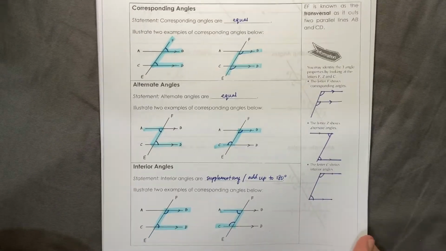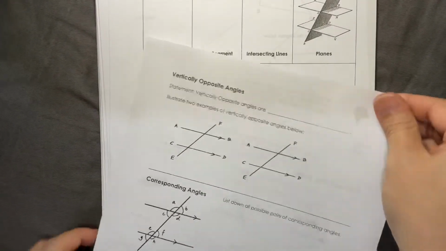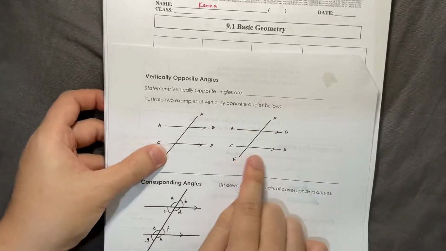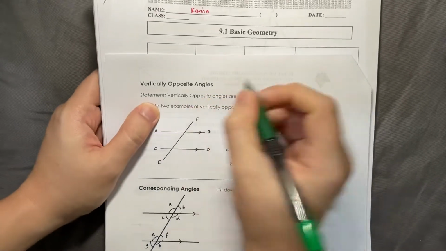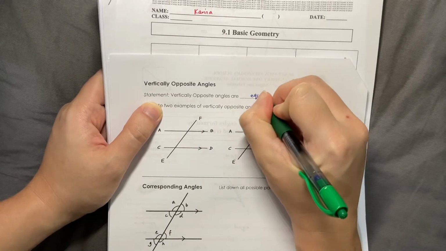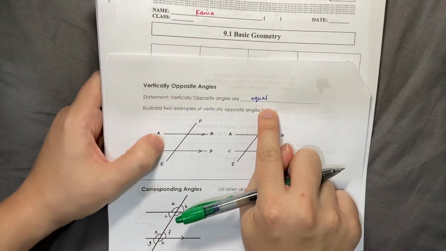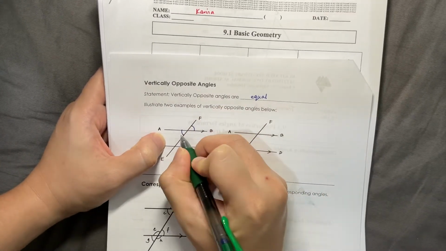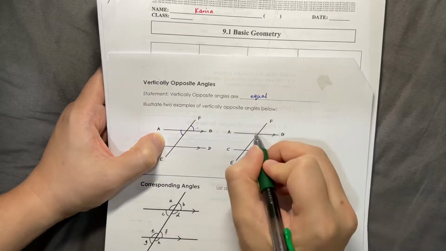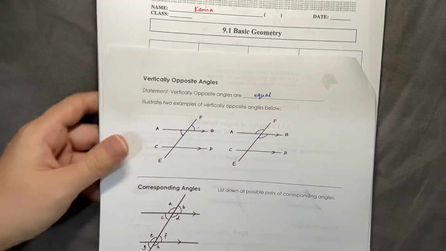Now let us revisit another angle property that we learned a long time ago, which is the vertically opposite angle. This one we actually don't need the parallel lines, but vertically opposite angles are equal. So where are our vertically opposite angles? Let's say I have an angle here, the angle opposite over here, these are equal. Same thing if we have an angle here, these two angles are vertically opposite.